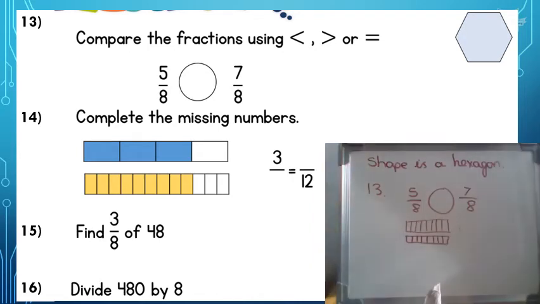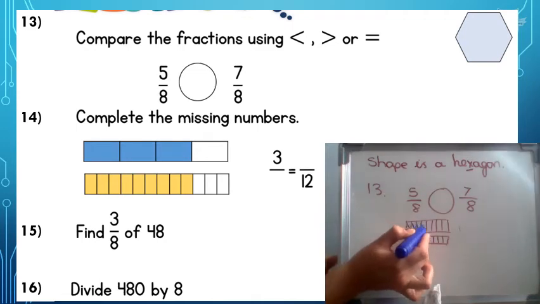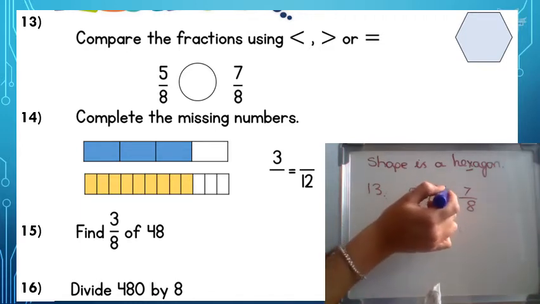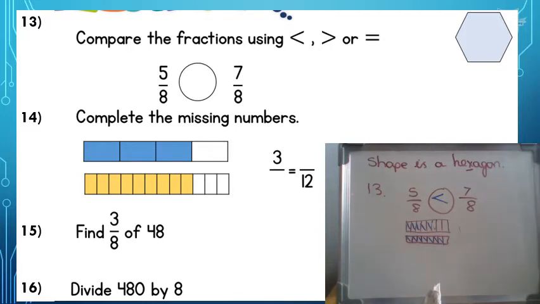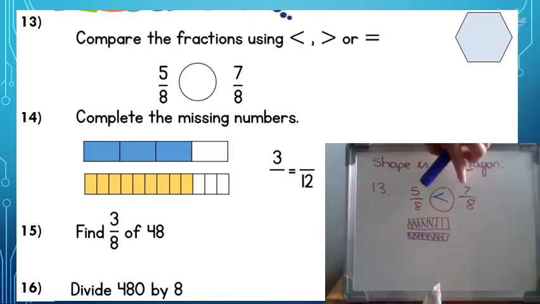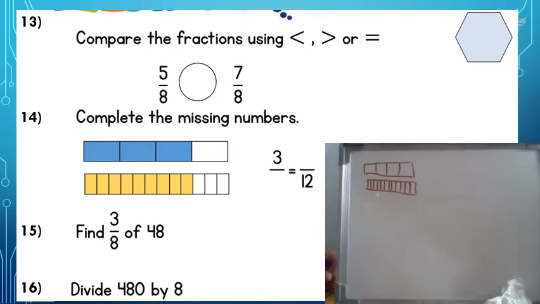Okay, so the shape is a 2D shape, and we would call it a hexagon because there are 6 sides, and remember 6 and hex have both got an X in it. If I was to draw out 5 8s, 1, 2, 3, 4, 5, and draw 7 8s, 1, 2, 3, 4, 5, 6, 7, we can clearly see that 7 8s is greater than 5 8s. We can also say that the denominators are the same, so the bigger the numerator, the bigger the fraction.